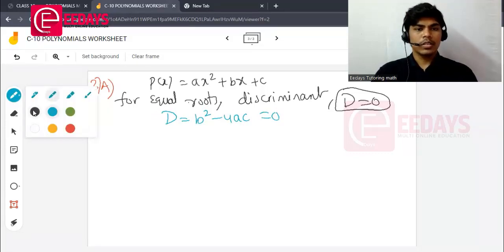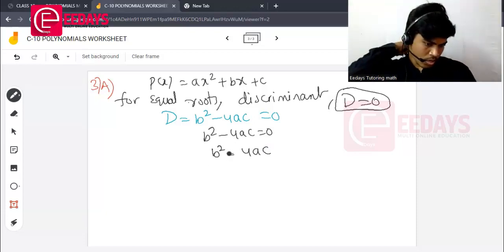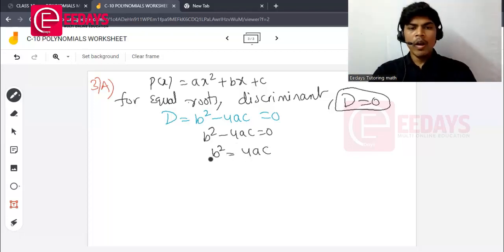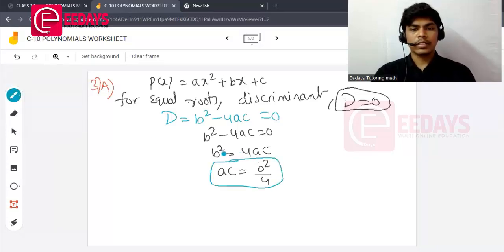So b square minus 4ac is equal to 0. B square is equal to 4ac. Now ac is equal to b square by 4, we get.